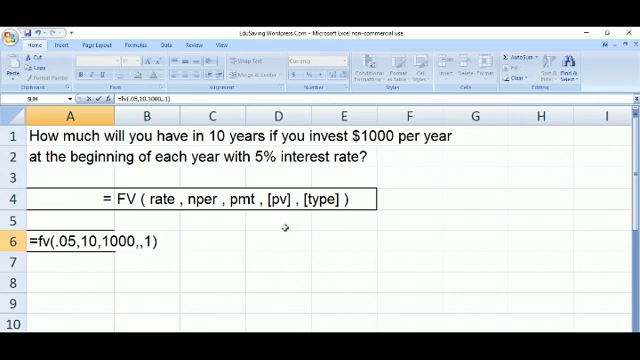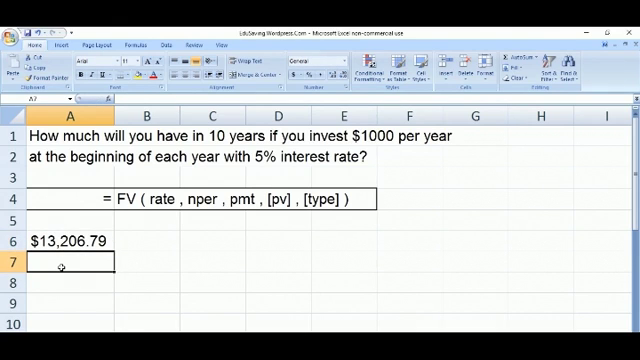And before I enter, I'm going to put a negative sign in front of the future value function here so that we can get a positive number. Then you enter. So here, we can see that the future value is 13,206.79 cents.